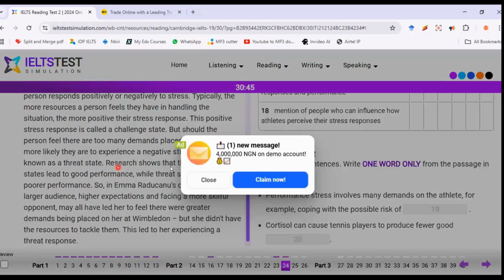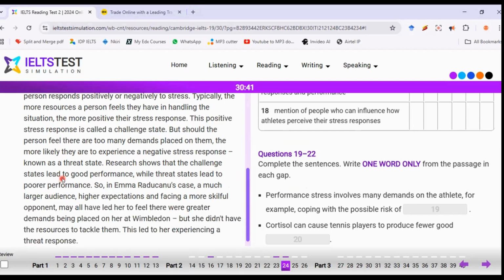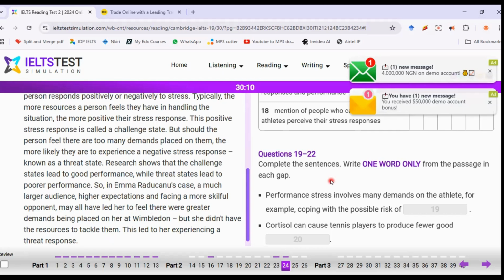Research shows that challenge states lead to good performance, while threat states lead to poorer performance. So in her emotional state, a much larger audience, high expectations, and facing a more skillful opponent may all have led her to feel there were greater demands being placed on her at Wimbledon, but she didn't have the resources to tackle them. This led to her experiencing a threat response.